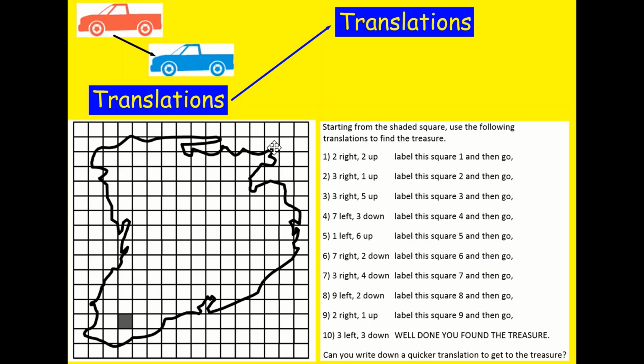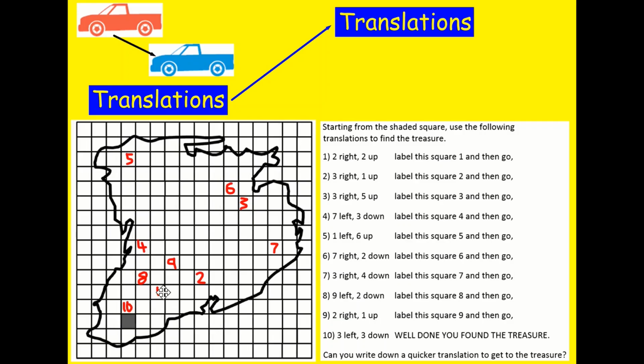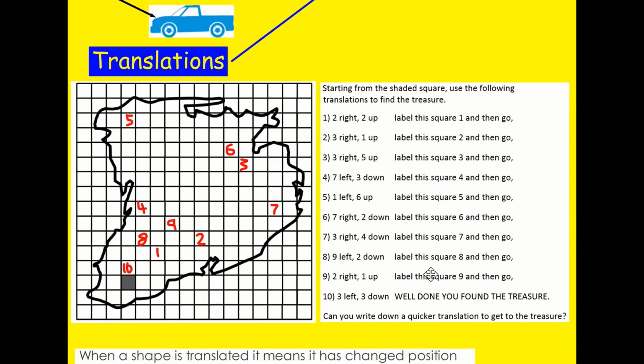So my starting activity for you is take this map, start at the shaded square, and use the following translations to find the treasure. Have a go. Right, now here's one I did earlier. So all the different positions after I've done them. So the last one, I got to 10. So a quicker translation to get to the treasure would have simply been to go one up. Very close to the starting point.